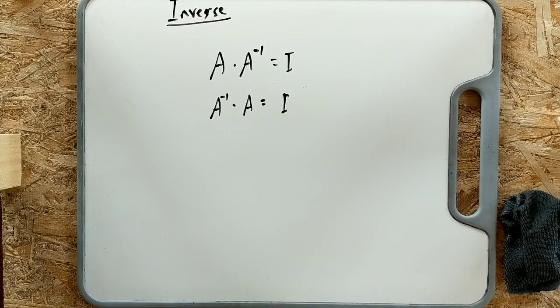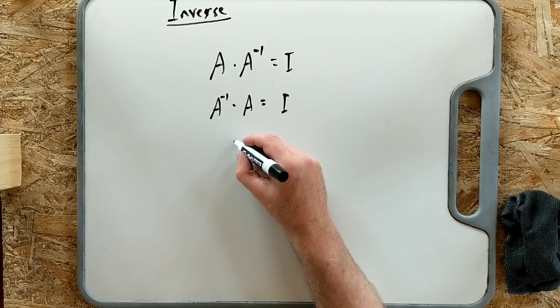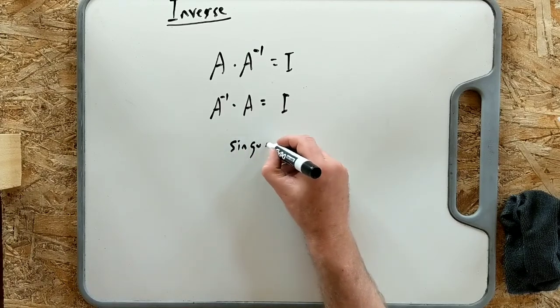Sometimes you cannot find an inverse of a matrix. I'll talk about when that occurs. If you cannot find an inverse, it is called a singular matrix.